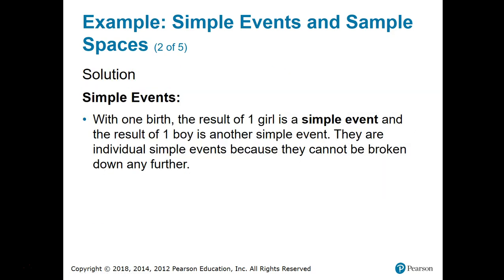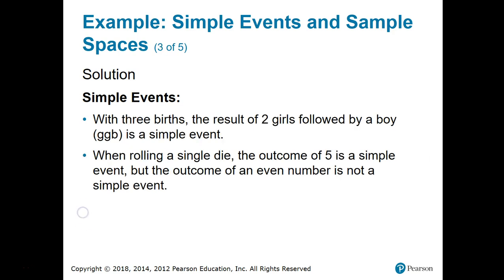All right, simple events. With one birth, the result of one girl is a simple event, and the result of one boy is another simple event. They are individual simple events, cannot be broken down further. At least hopefully not. That would be weird. 3 births, you have the 2 girls followed by 1 boy. That could be broken down further, as we saw. Now, oh wait, no, this one, sorry, they're saying is 3 births, the result is 2 girls followed by a boy, so that's girl, girl, boy. That is the simple event.